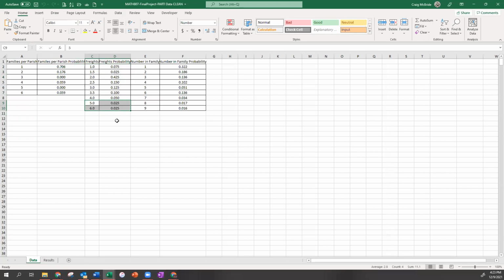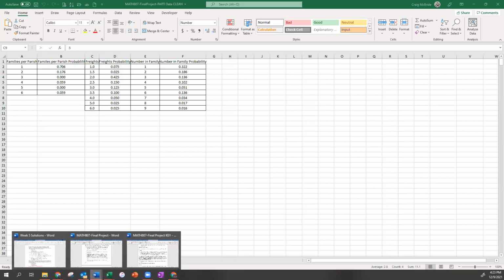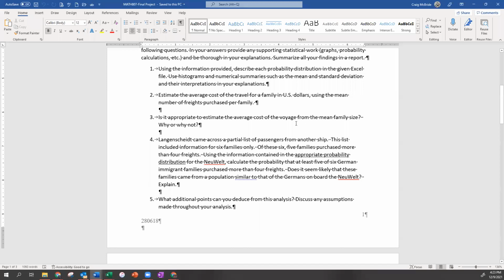So that's the first thing we need to do: figure out the probability of a family buying more than 4 freights, which is 5%. This question says you've got this list of information for 6 families only. Of these 6 families, 5 families purchase more than 4 freights. So using this information, calculate the probability that at least 5 of 6 German immigrant families purchase more than 4 freights.